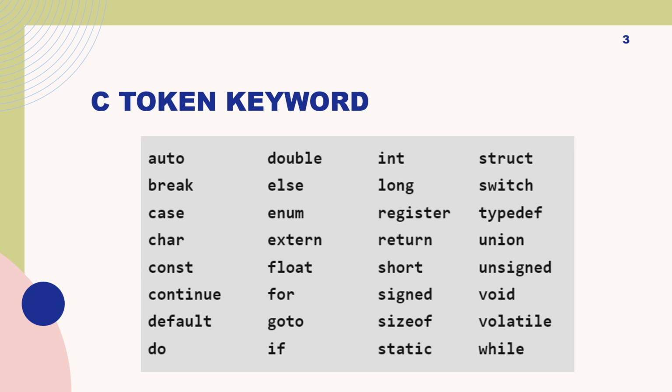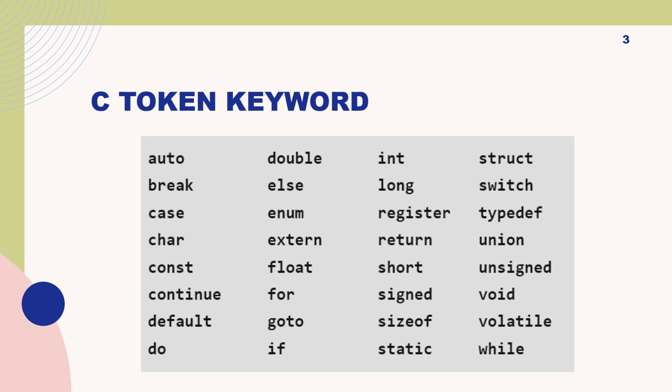So the keyword is the predefined or the reserved words in a programming language. The keyword is meant to perform a specific function in a program. The keywords are reserved names for a compiler and they cannot be used as a variable name because by doing so, we'll be trying to assign a new meaning to the keyword which is not permitted.